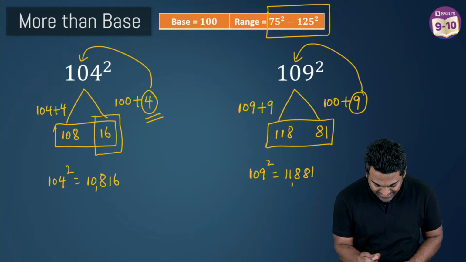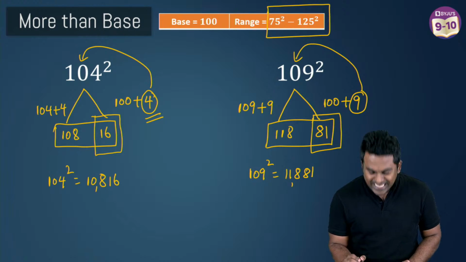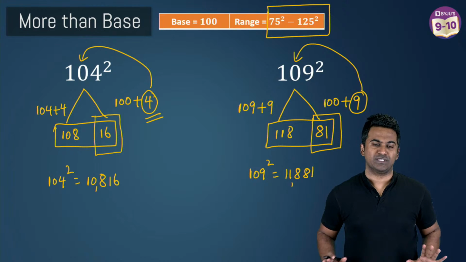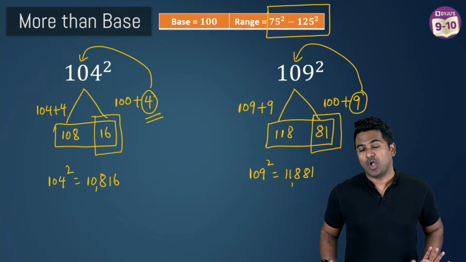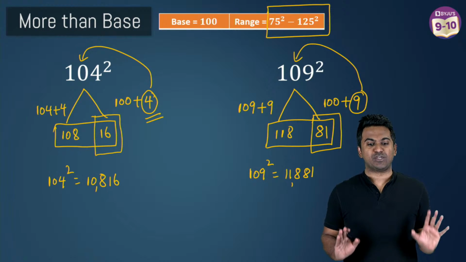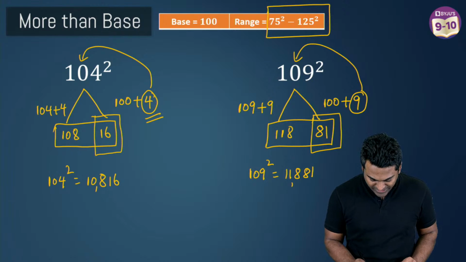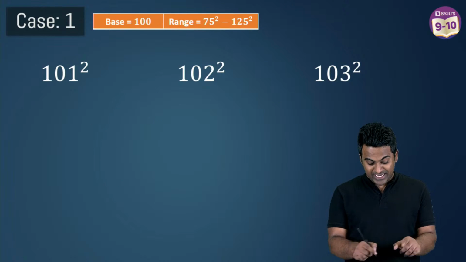The number on the right hand side always has to be a 2-digit number for this technique to work. And therefore, we come up with 2 special cases. Okay, let's go ahead and check out the first special case. The first special case is this.